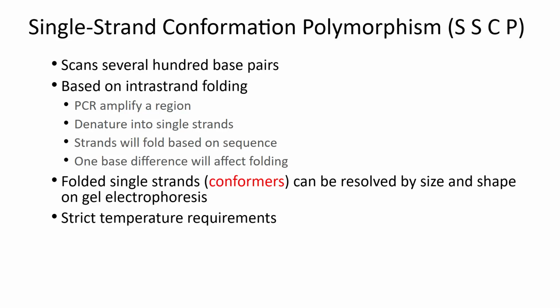So starting with single-strand conformation polymorphism, it scans several hundred base pairs, and is based on intrastrand folding. You PCR amplify a region, you denature it into single strands. The strands are going to fold based on the sequence within the strand. One base difference will affect the folding. So folded single strands or conformers can be resolved by size and shape on gel electrophoresis. This does have strict temperature requirements because the folding is temperature dependent, and keeping the strands separated from one another is also temperature dependent.